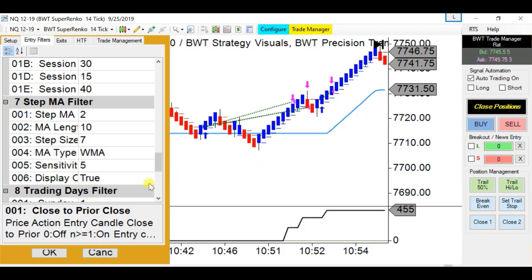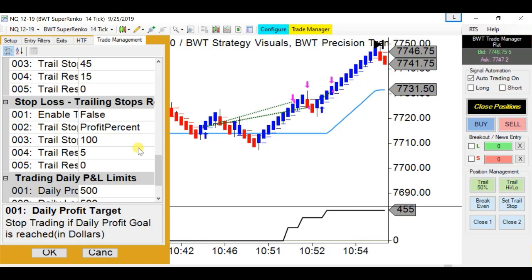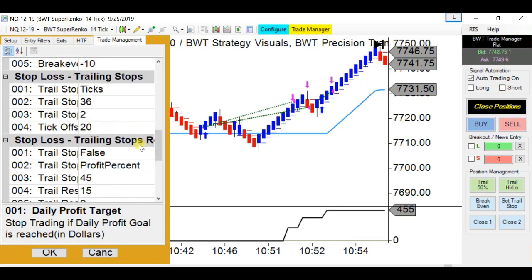High sensitivity 5 for this purpose, and there is a trailing stop that I implemented, which so far has been helping. So the trailing stop is in ticks, is activated after 36 ticks in profit, and it's 20 ticks.